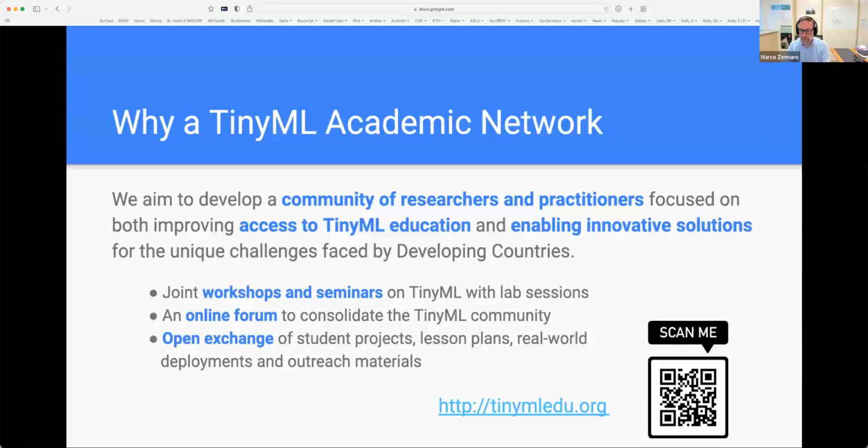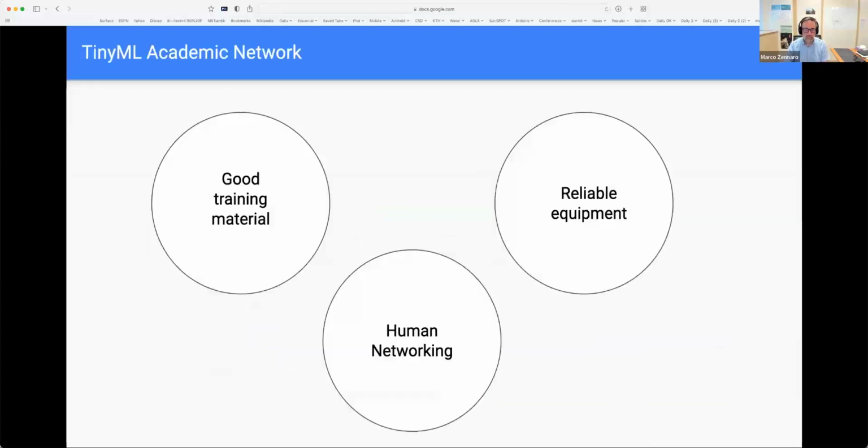And we do so by organizing workshops and seminars, such as this one, and you see there's many more that we organize regularly. We have an online forum where people can meet and discuss interesting issues together. And finally, the open exchange of student projects, lesson plans, and real-world deployments and outreach materials. So that's the link, TinyMLedu.org, and you will see it is hosted again by Harvard University, and it's a quite active network.